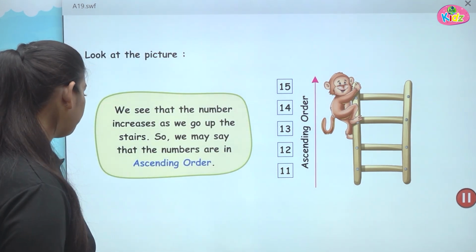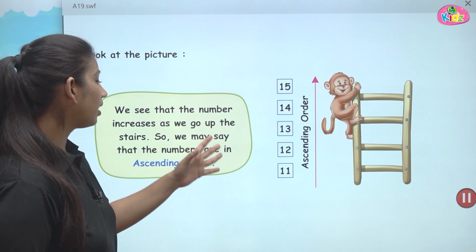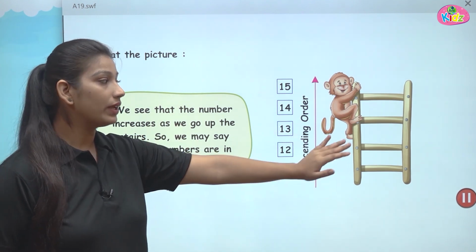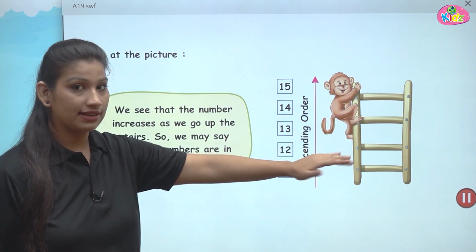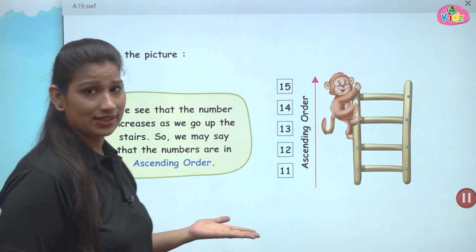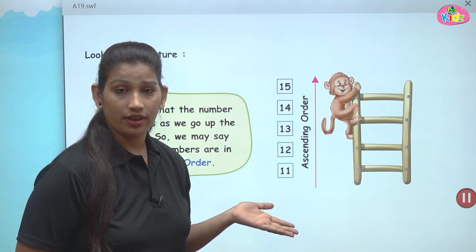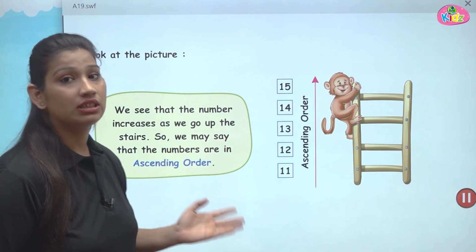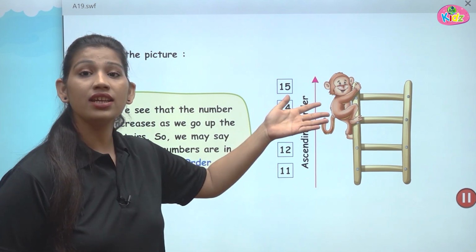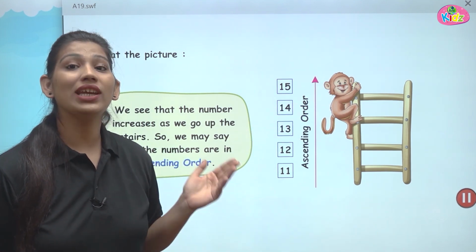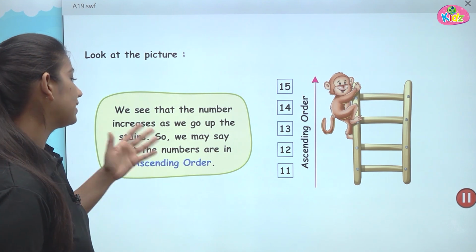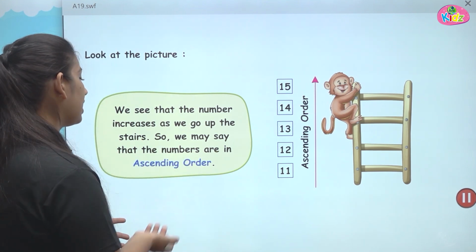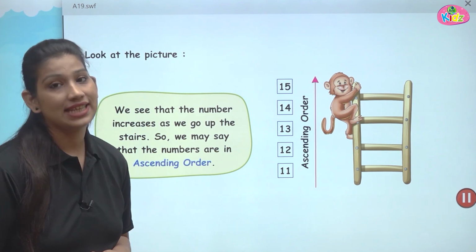First, we see that the number increases as we go up to the stairs. As we are going up on the stairs, we can see the number is increasing. 12 is more than 11. 15 is more than 14. 15 is more than 13. The number is getting bigger as we are going up. Yes, as we go up to the stairs, the number gets big. So we may say that the numbers are in ascending order.